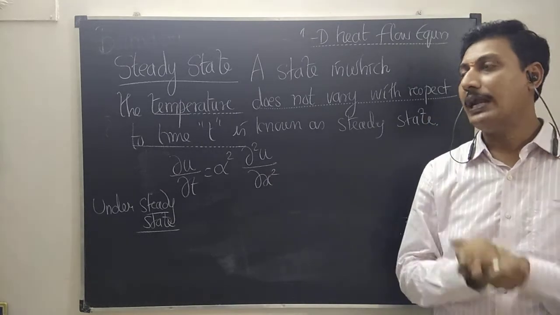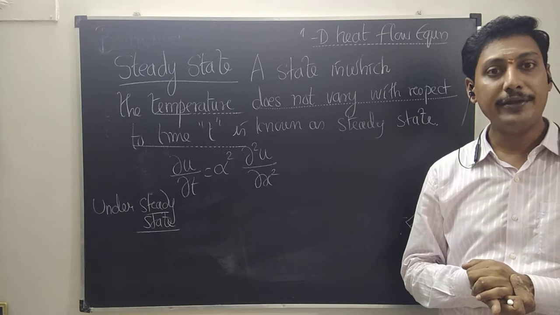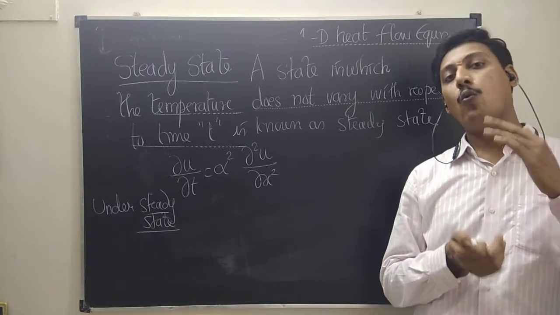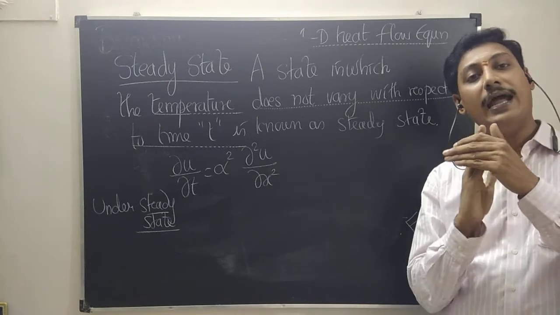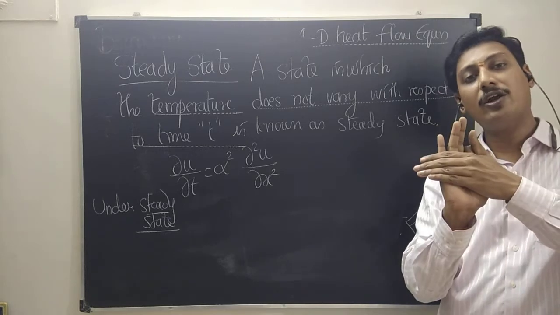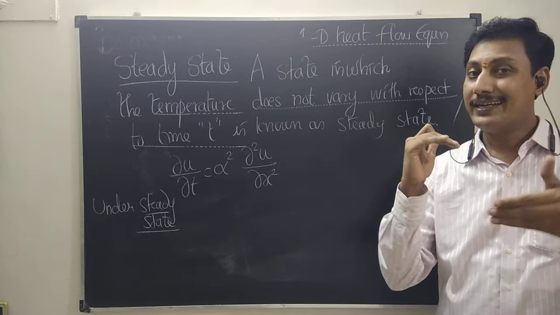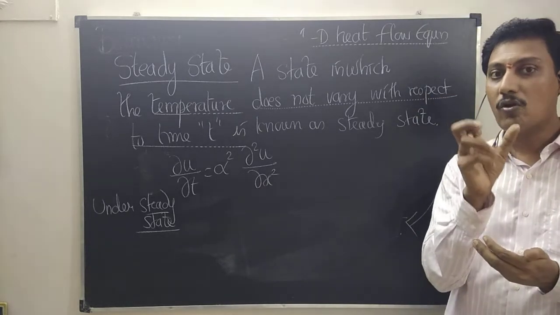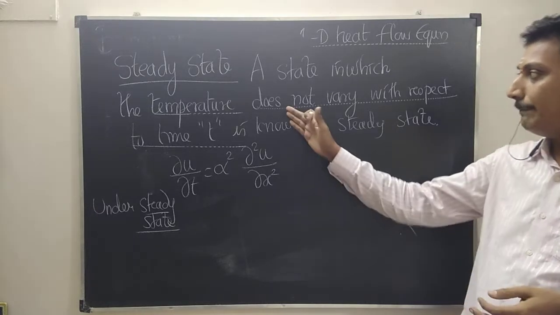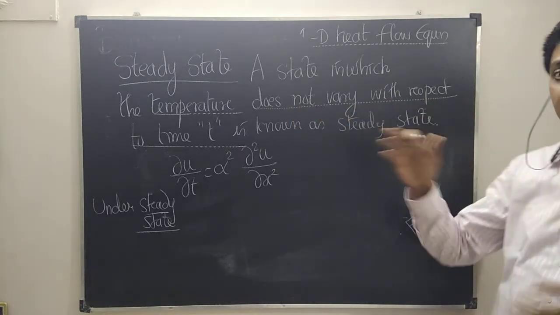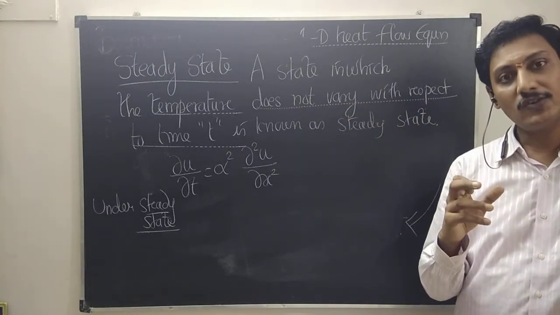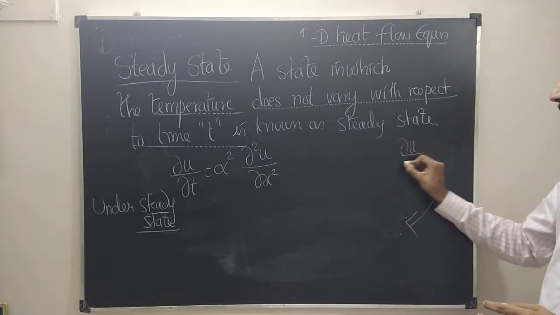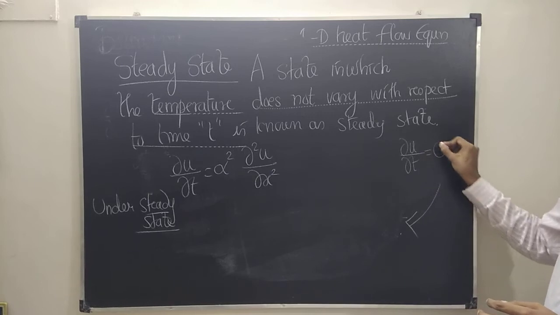For example, let's consider the boiling point of water. What is the boiling point of water? 100 degrees Celsius. Once it reaches 100 degrees Celsius, even though you heat the water later on, it will only boil. Its temperature cannot be raised. That state is called the steady state. So the temperature does not vary with respect to time t. That means the temperature is fixed, it's a constant at that time.